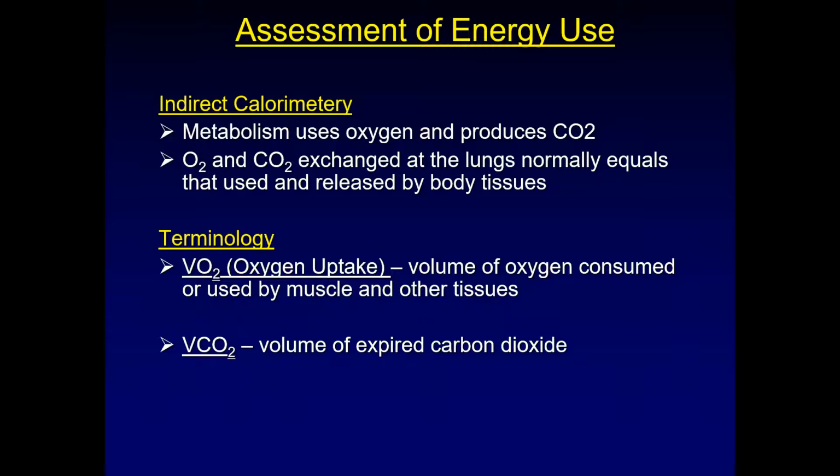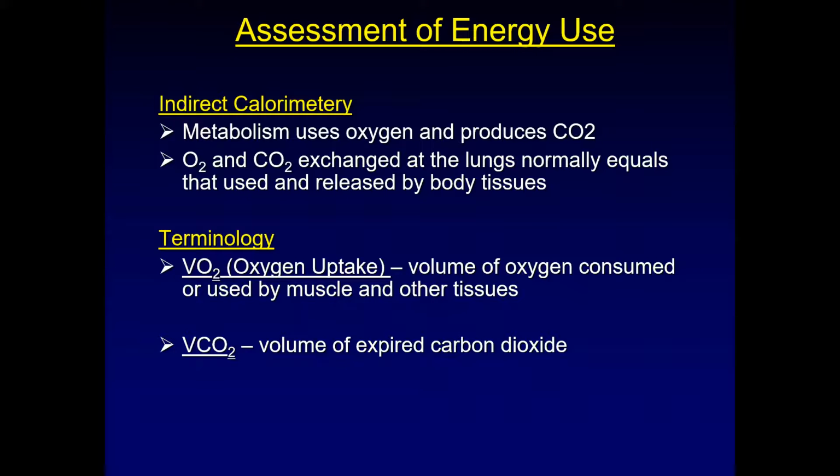So this introduces two terms. I can't remember if we've talked about these before. It's called VO2, which is oftentimes called oxygen uptake or oxygen consumption, and then VCO2. The V in these stands for volume. It's the volume of oxygen, we call it uptake, but it's really consumption. How much oxygen are we consuming by muscles and other tissues in a given period of time?